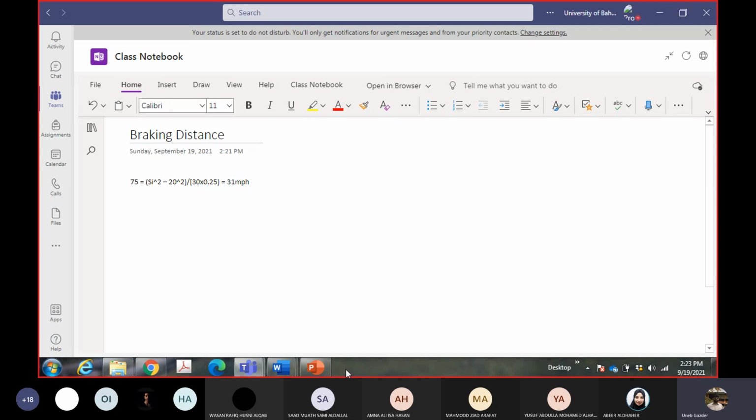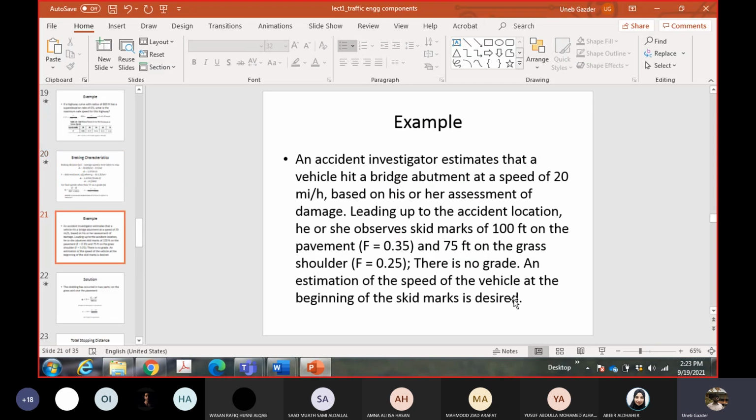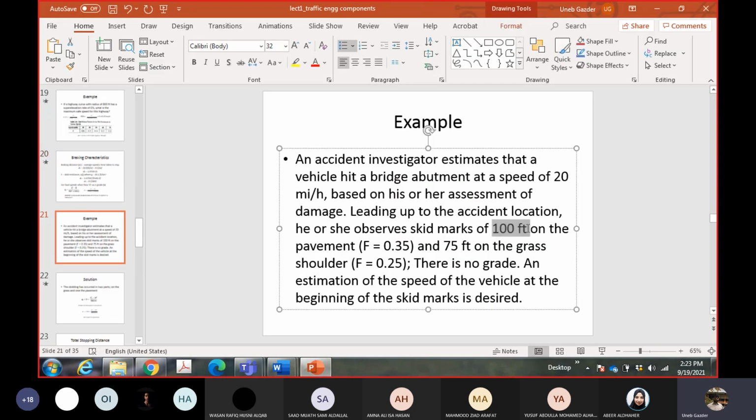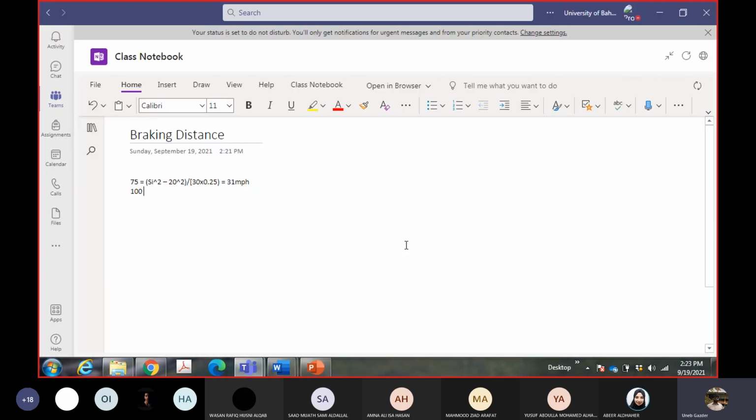And you can calculate the initial speed for the pavement. So the distance will change. Obviously, the distance covered during braking on the pavement is 100 feet, and the f value will be for the pavement. The final speed is 31, and the f for the pavement. Okay, so how much is this?